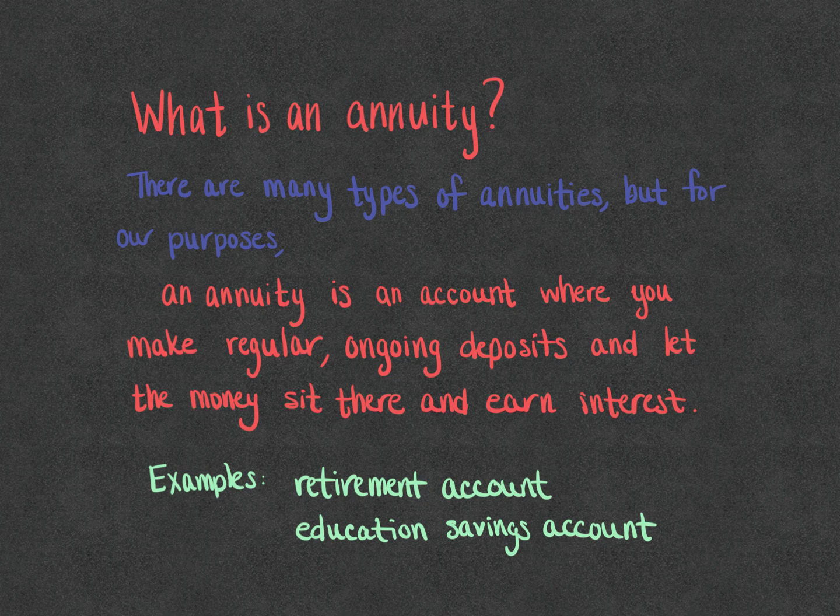For a retirement account, if you don't set money aside for retirement, whenever you retire, you will not have an income. There will be no money coming into your pocket. So you need to be certain that you are saving for retirement. And an annuity, again, is a broad term for a type of retirement account. You've heard the terms, I'm sure: 401k, Roth IRA, IRA, maybe a 403b, mutual funds, etc. Those are all types of annuities. And so again, annuity is a broad term for an account where you make regular ongoing deposits and let the money sit there earning interest.